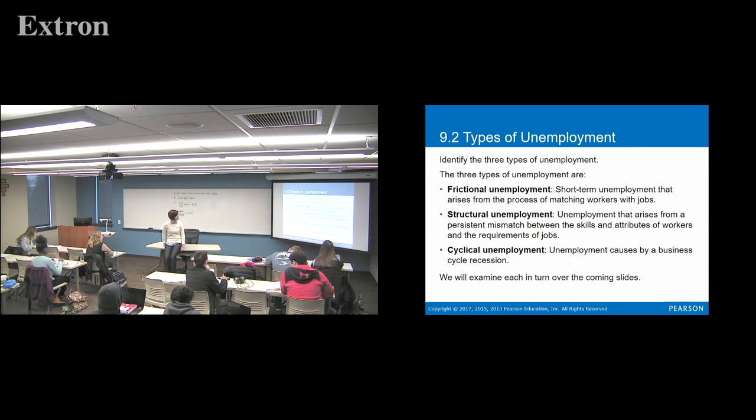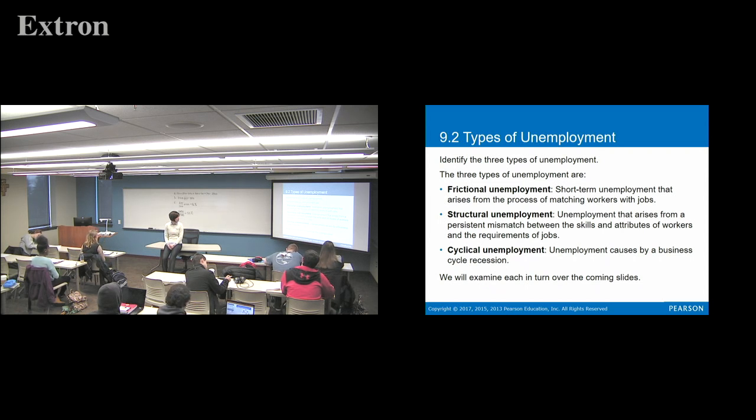We have something called frictional unemployment. This is short-term unemployment that arises from the process of matching workers with jobs. So when you guys get out of college and you're looking for a job, you're frictionally unemployed. If I were to lose my job and try to find another job, I'm frictionally unemployed.